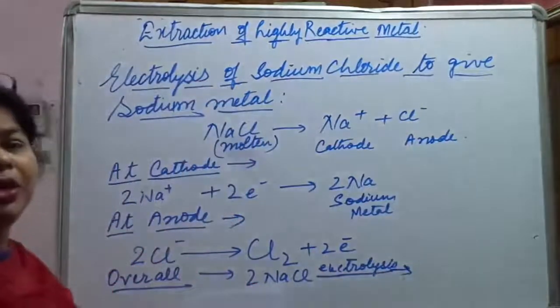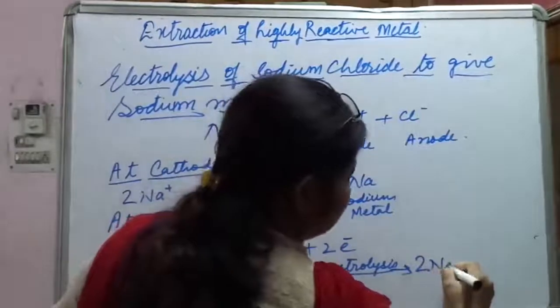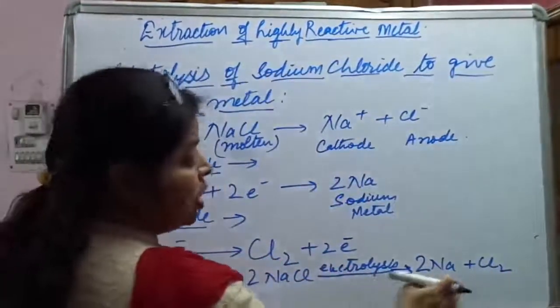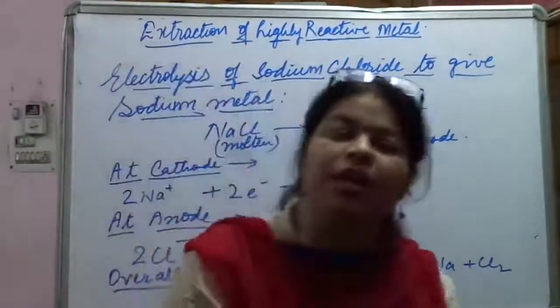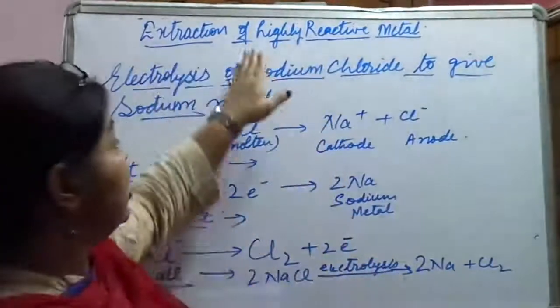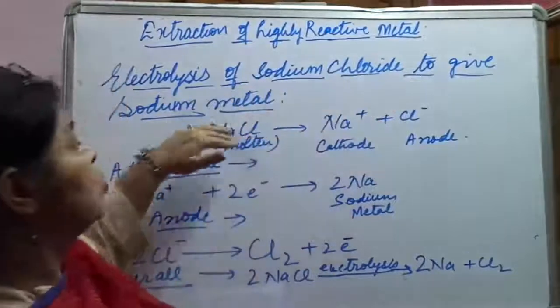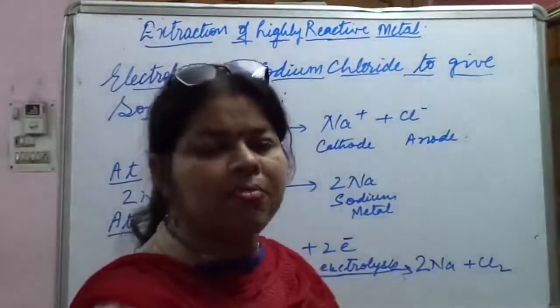That they are forming 2Na plus Cl2. So where is this? On cathode, and here it is on anode. So in this way the electrolytic reduction of sodium chloride will take place to give sodium metal. So in this way we are going to get the sodium metal.